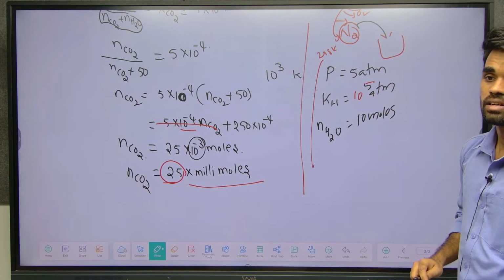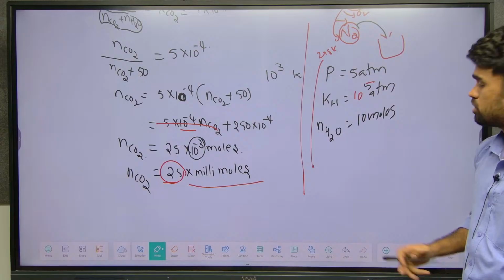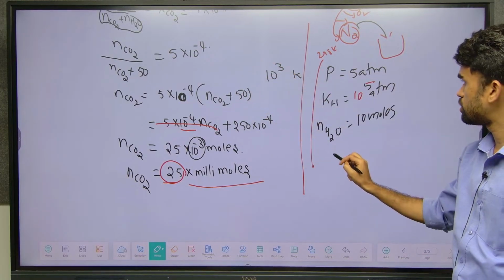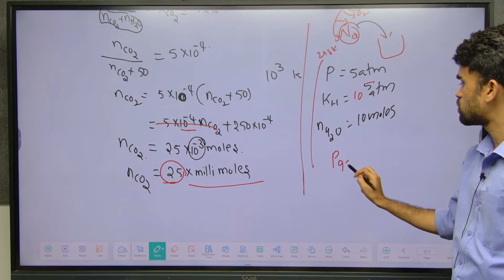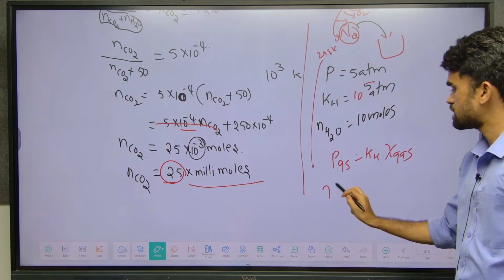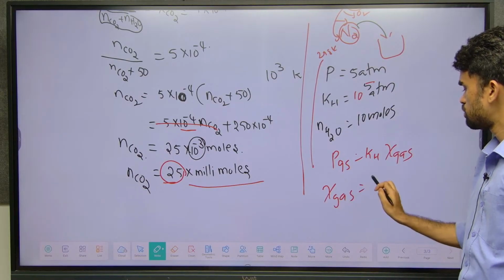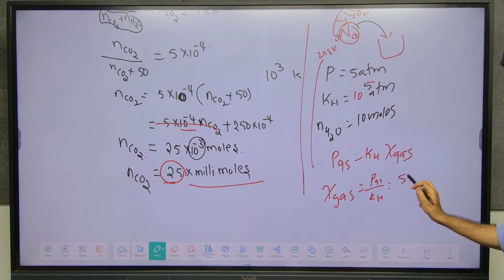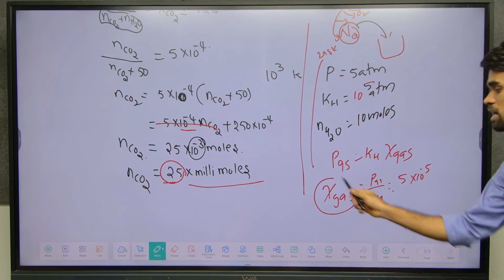What are they asking? Number of moles of N2. So same steps like this. Tell me what you need to take. P of a gas equals kH times x gas. So x gas equals P gas by kH. So it is 5 by 10 power 5. 10 power 5, if I write in the numerator, it becomes 10 power minus 5. That's it. Now you got the mole fraction value.